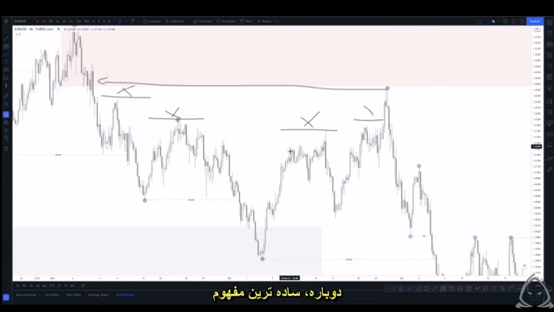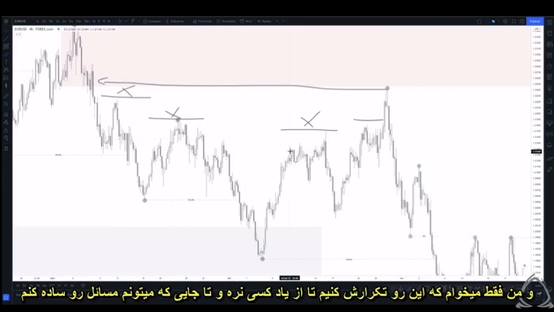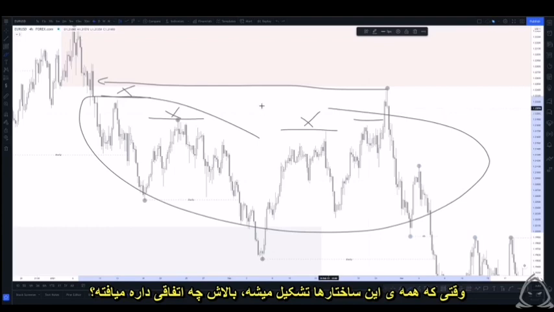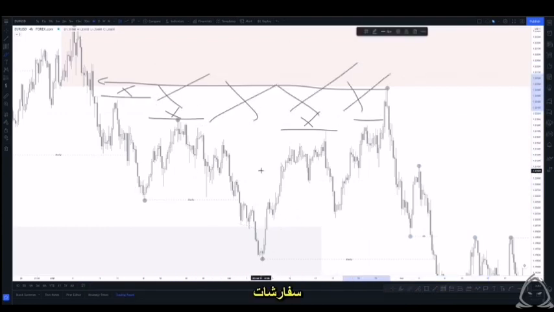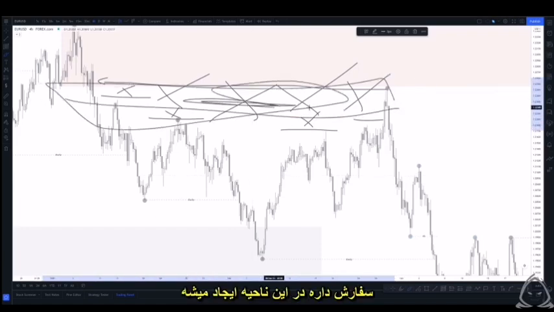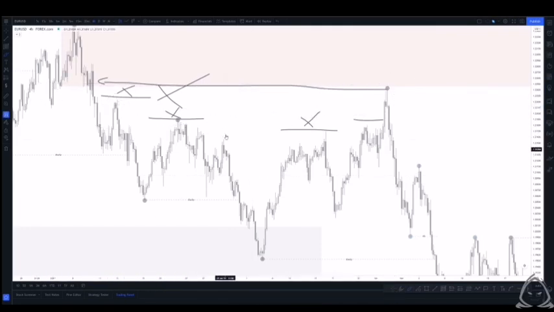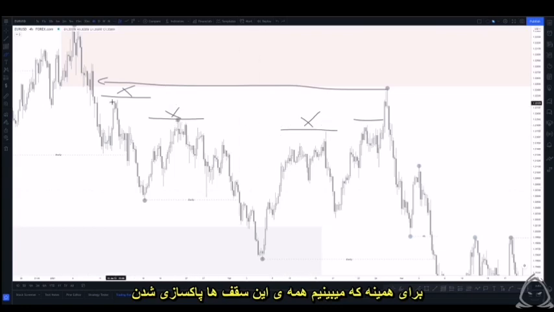Again, in the simplest terms, and I just want to keep reiterating this so it doesn't go over anybody's head, I'm trying to simplify things as much as I possibly can. As all of this structure is being created, what's just happening above it? Orders. Simply put, orders are being created in this area. That's why the void is created. That's why we see a sweep of all of these highs.